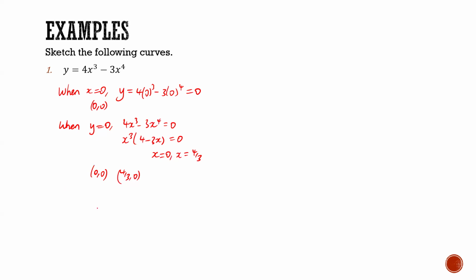Okay, so we've found the intercepts. Step 2 is to find the turning points. How do we find the turning points? We differentiate the equation of the curve. When you differentiate, we'll have 12x squared minus 12x cubed. Now you equate this to 0 to find the turning points. So we're going to equate that to 0. We'll have 12x squared times (1 minus x) equal to 0. And so the x values at the turning points are 0 and 1.